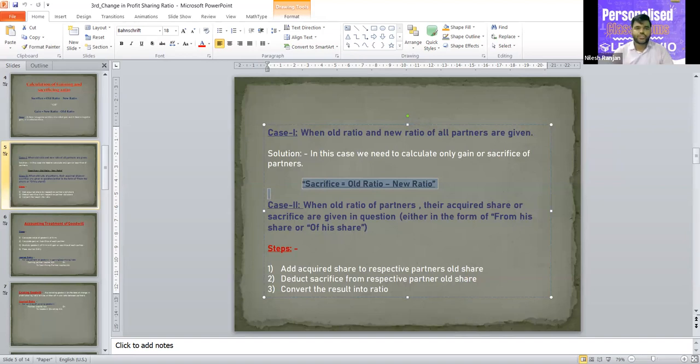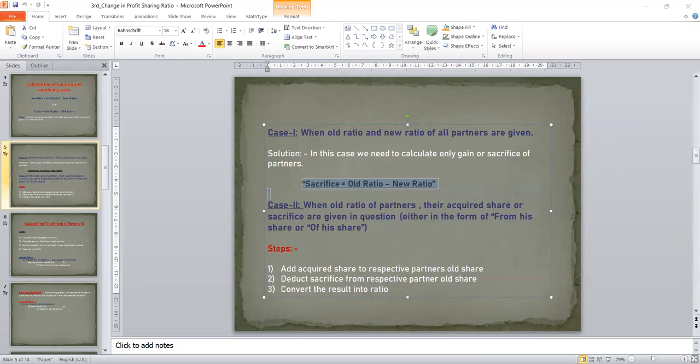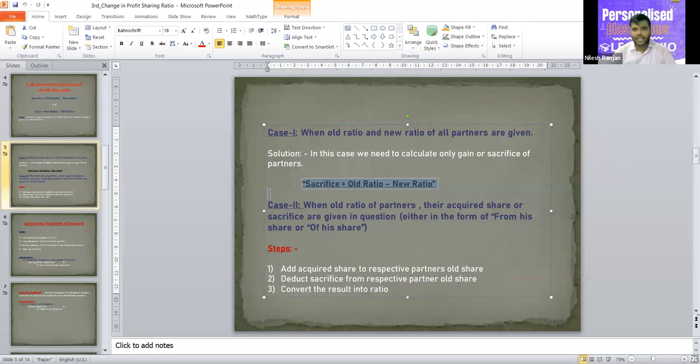The question is saying that A, B, C share profit and losses in 3:2:1. With effect from 1st April 2016, they agreed to share profits equally, so the new ratio is 1:1:1. The goodwill of the firm was valued at 18,000. Pass the necessary journal entry. First of all, we need to calculate sacrifice or gain. Have you calculated it? No, sir, I had to stop in between because I had some work. After the calculation, you will see which partner is gaining and which one is sacrificing.